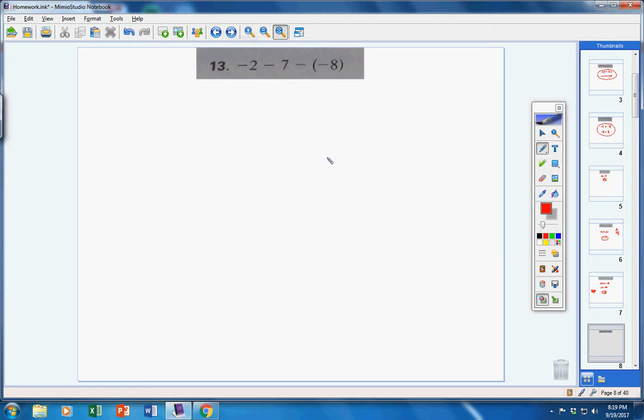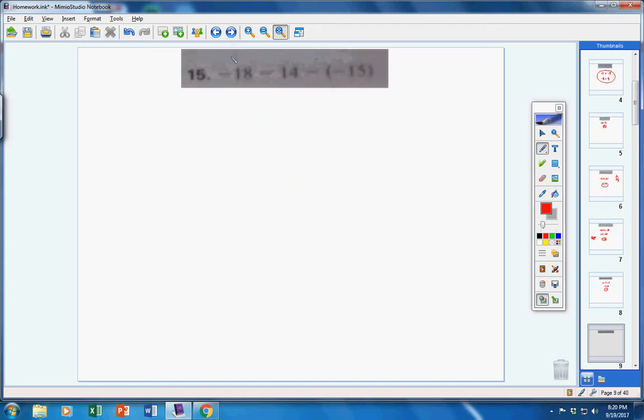So here we go. The 2 is negative. The 7 is negative. The 8 has two signs. They're the same. So the 8 is positive. Add up all of your negatives. Add up all of your positives. You have $8 to the good. You have $9 in debt. Pay off your debt, and you're still left with negative 1. Alright, let's take a look at number 15.